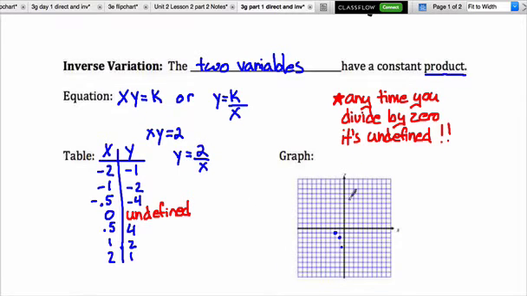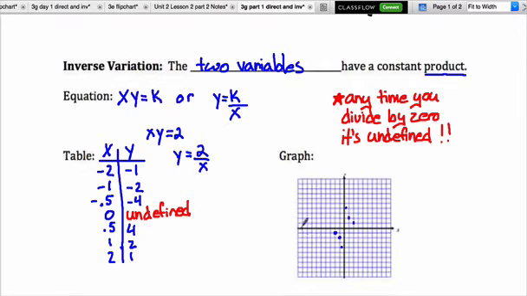All right, undefined. What that means is there's going to be no y's on here. Where x is 0, which is right here, there's not going to be a corresponding point on the y-axis. So I'm going to skip over it. And then I'm going to go to 0.5, which sends me up to 4. I'm going to go to 1, which sends me up to 2. And I'm going to go to 2, which sends me to 1.